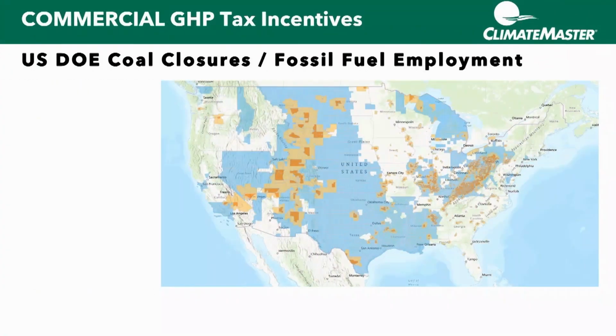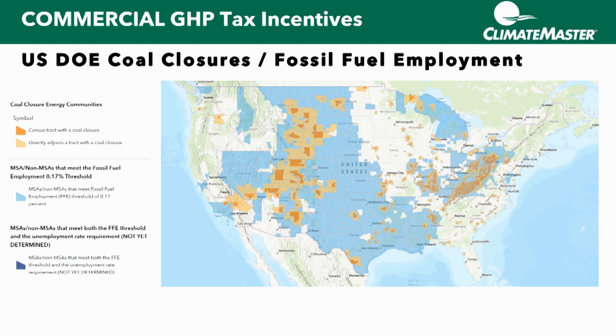But when you look at these coal plant closures, which are the brown and the light brown, there's quite a bit of those areas. Not a whole lot in New York State except in the western part. But then if you look at the employment related to the fossil fuel industry, that's everything in some kind of blue. It's a big chunk of the United States.